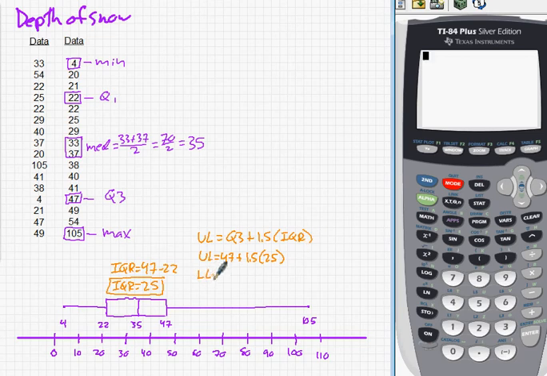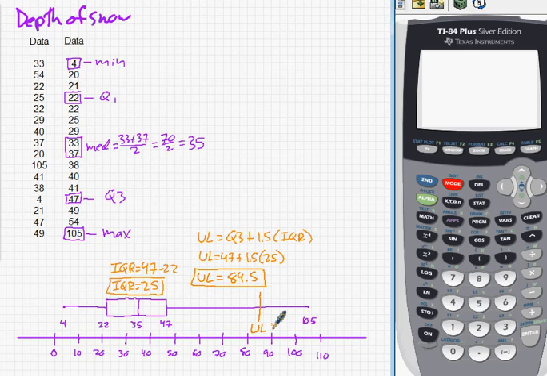And so, that would be the upper limit. This turns out to be 84.5 centimeters of snow. 84.5 is approximately here. That's our upper limit.